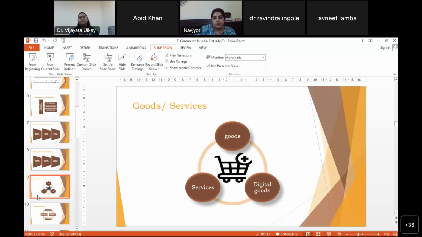Services also: hotel services, hotel bookings, your plannings, whether wedding plannings or holiday plannings. These services are nowadays getting more importance, and many people are giving importance to them in their life and are using them. So these are the goods and services available on e-commerce, one of the classifications of e-commerce.